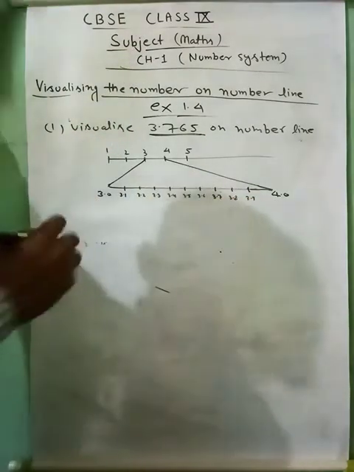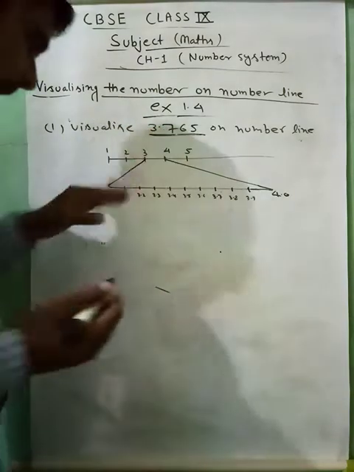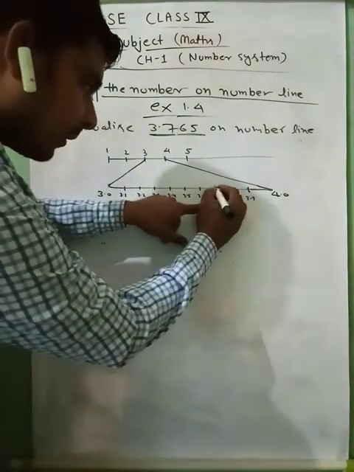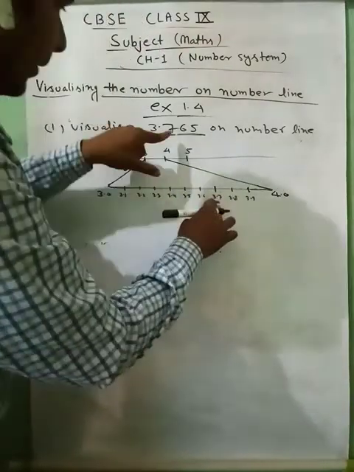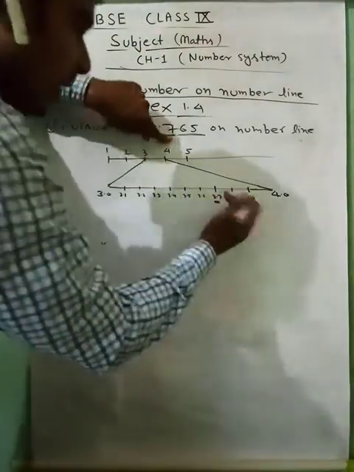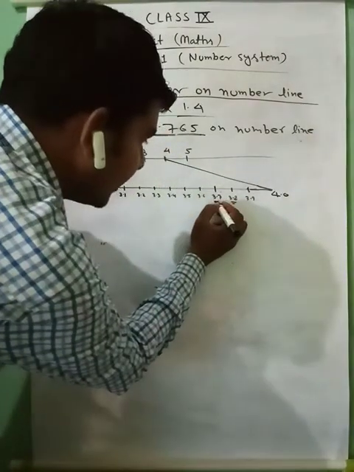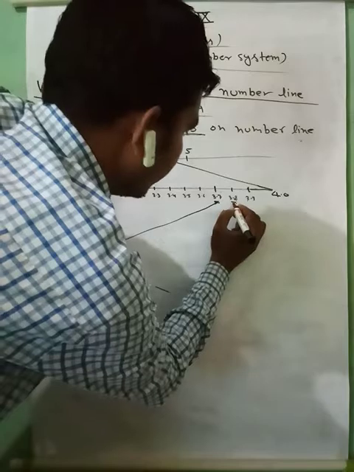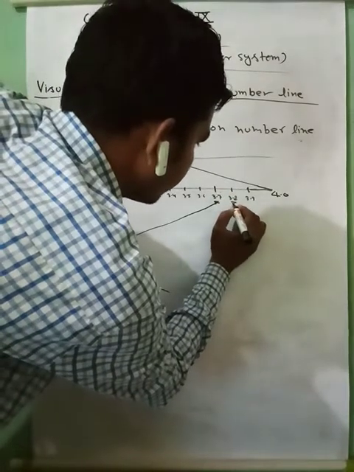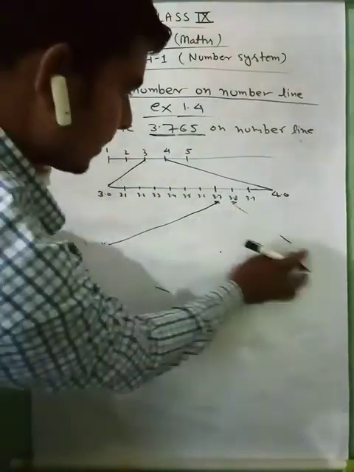Now after 3, where is 3.7? It means 3.7 is here. Clear? Note it. It means 3.7 and 3.8 will be taken. And again we will see using a magnifying glass. Clear? This distance will be seen using a magnifying glass.